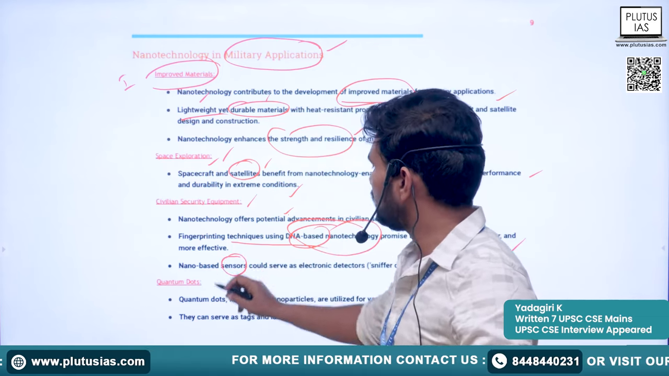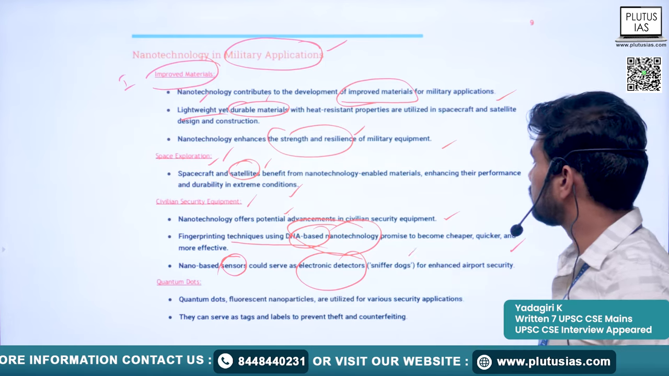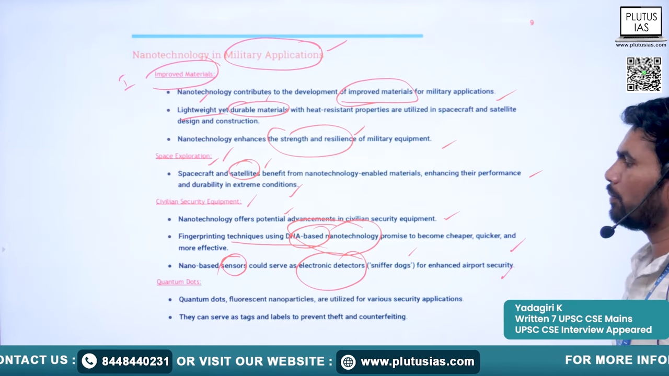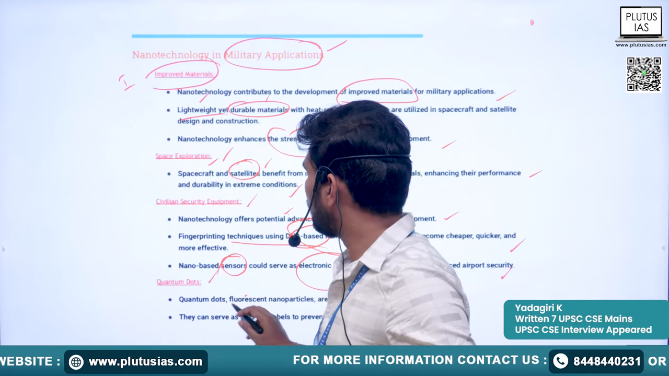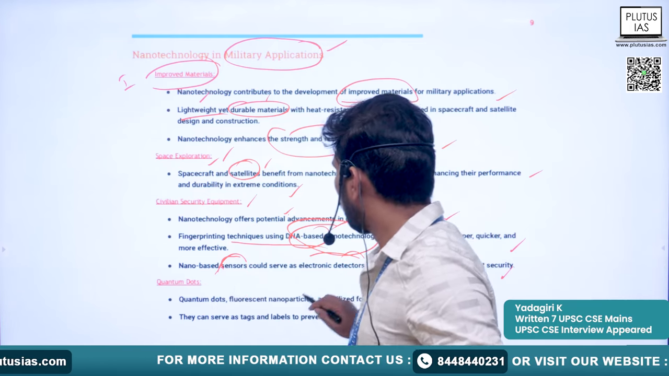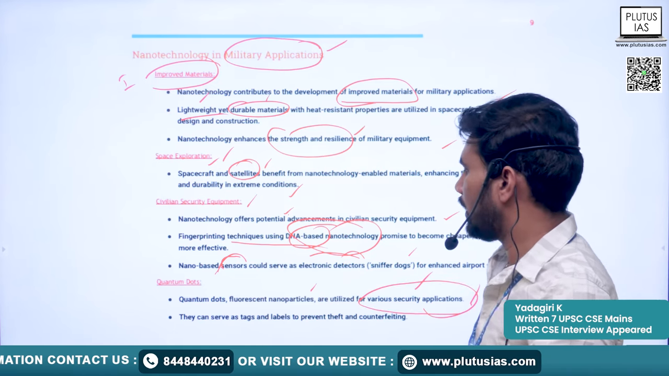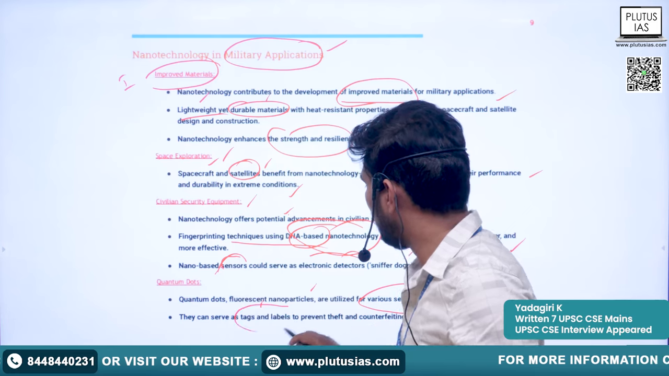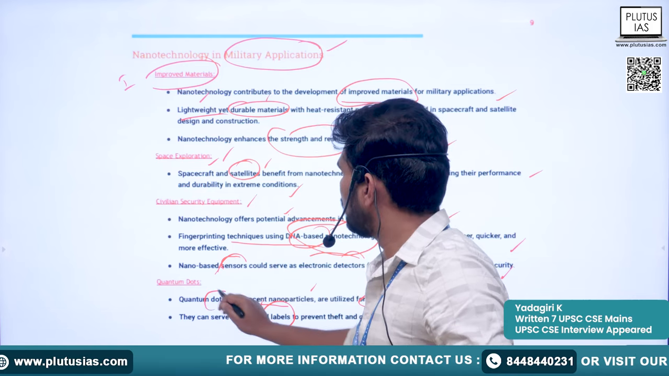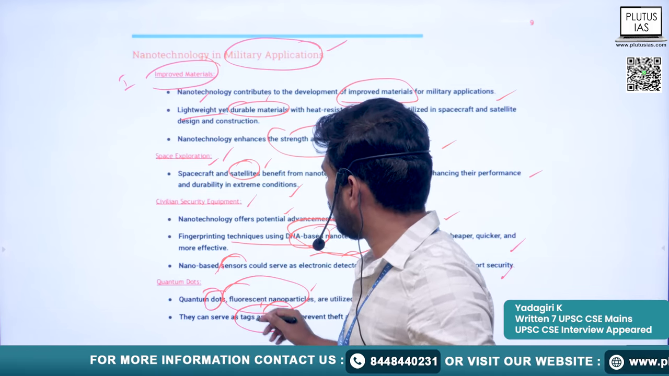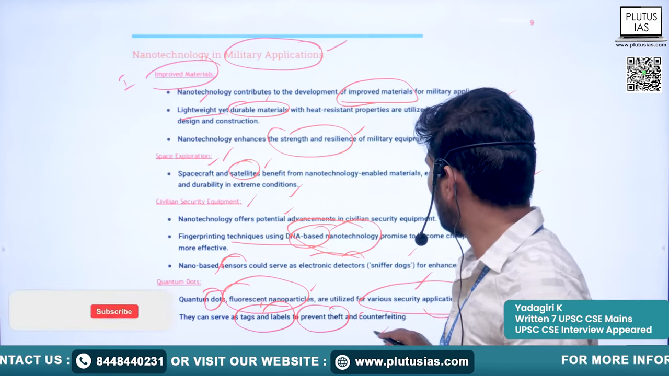Similarly, nano-based sensors could serve as electronic detectors, such as sniffer dogs, for enhanced airport security. Right. Another application is quantum dots. Quantum dots, fluorescent nanoparticles, are utilized for various security applications, right? They can serve as tags and labels to prevent theft and counterfeiting. So quantum dots and fluorescent nanoparticles are used in preventing theft and counterfeiting.